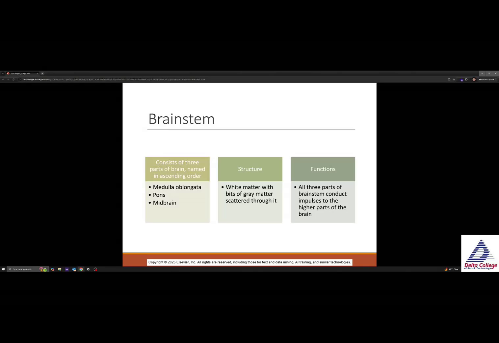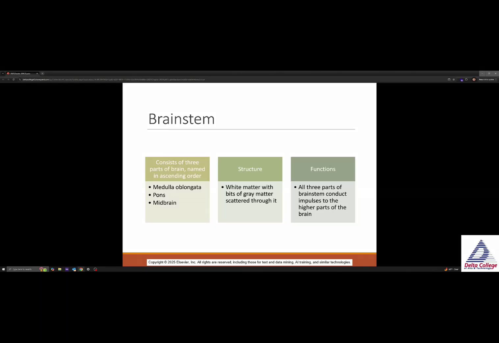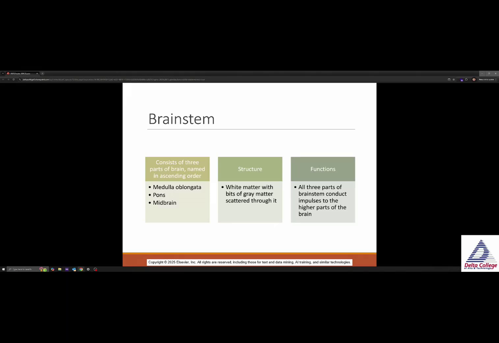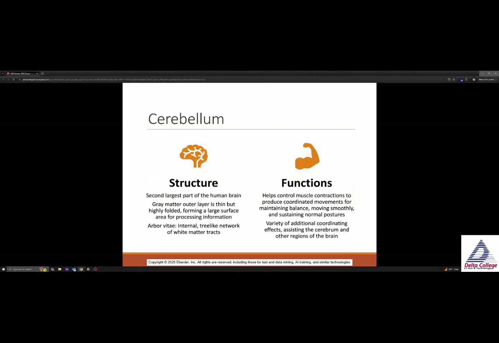So the brainstem, again, consists of three parts: medulla oblongata, pons, and the midbrain. Now, the structure of this is white matter mixed with little bits of gray matter kind of scattered throughout it. And the function is so important. All three parts of the brainstem conduct impulses to the higher parts of the brain. So say you get a head injury and there's too much pressure and the brainstem goes down towards the spinal canal, you can't live like that because it disrupts the communication with all the other higher parts of the brain.